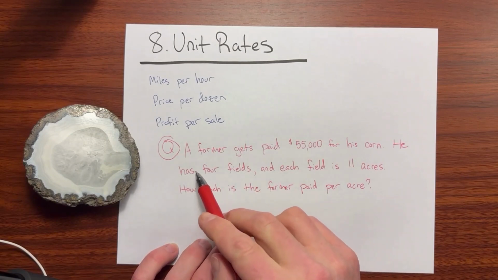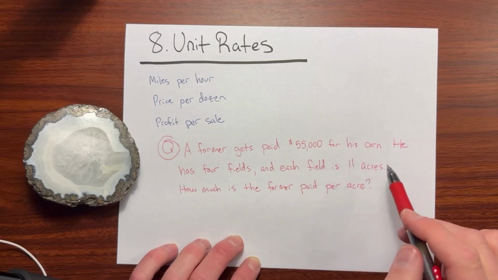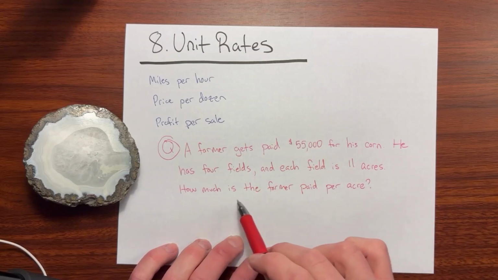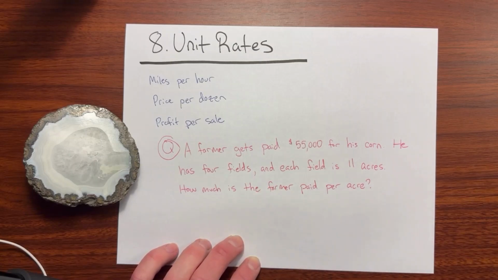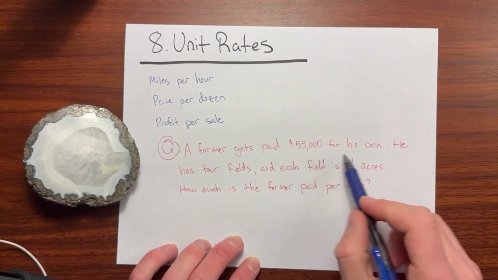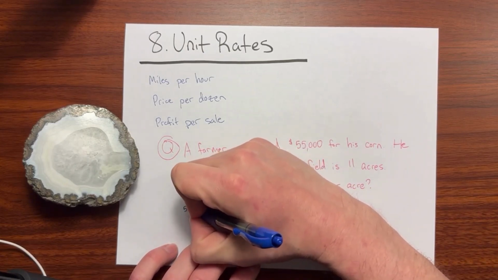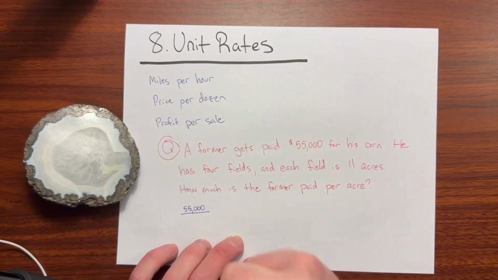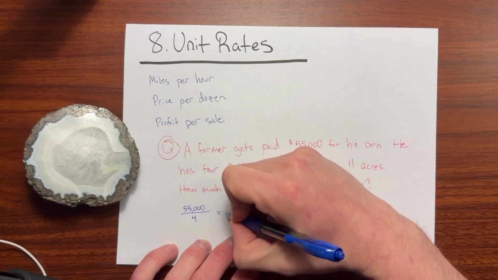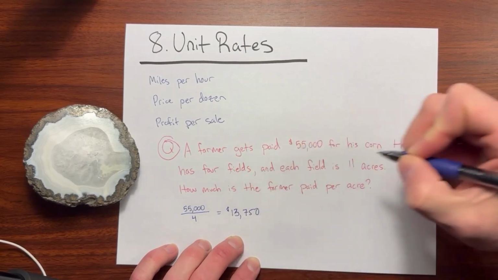For example, a question may ask, a farmer gets paid $55,000 for his corn. He has 4 fields and each field is 11 acres. How much is the farmer paid per acre? So for this, we would simply start to work through first seeing how much he gets paid per field. So we would take 55,000, divide that between 4 fields, and we end up with 13,750.